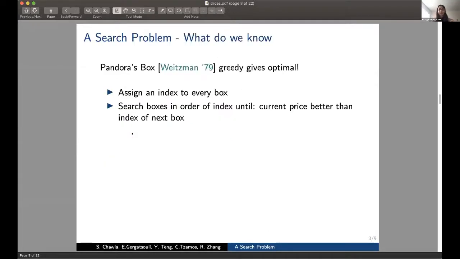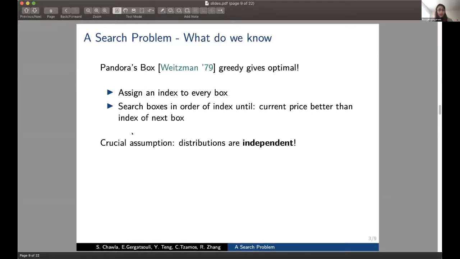So let's see first what's been done so far, what do we know. This problem is basically Pandora's box, which was first described by Weitzman in '79. And it turns out that there is a very simple and elegant greedy strategy that gives the optimal. And what is the strategy? We're going to assign an index to every box. This is called the reservation value. And we're going to order the boxes based on this index, and we're going to open them in that order. As we keep opening, we get a new, better, lower price until now. So whenever our current best price is better than the index of the next box, we're going to stop. This simple strategy gives the optimal.